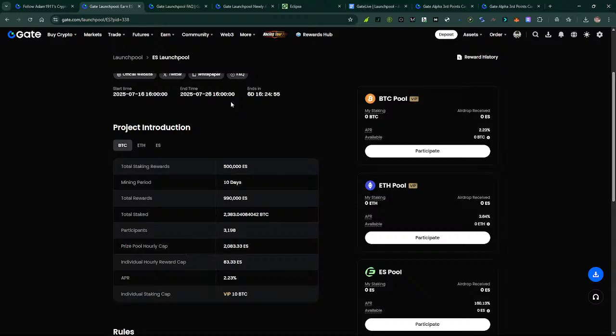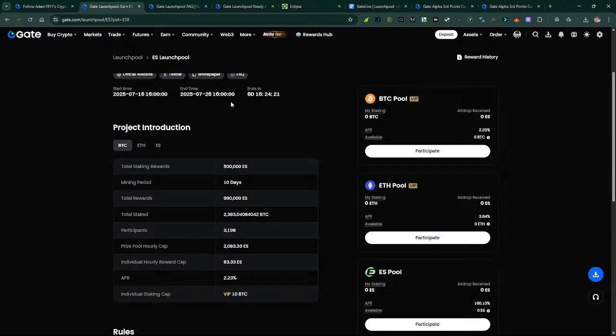And the price per hourly cap is 2083.33 ES tokens. So that means this amount of ES tokens is going to be distributed among all those participants. Okay, and yes, this is the maximum amount. If the participant count is less and the reward cap has not been reached yet, the overall hourly tokens will differ. And definitely this is the maximum cap they already mentioned.